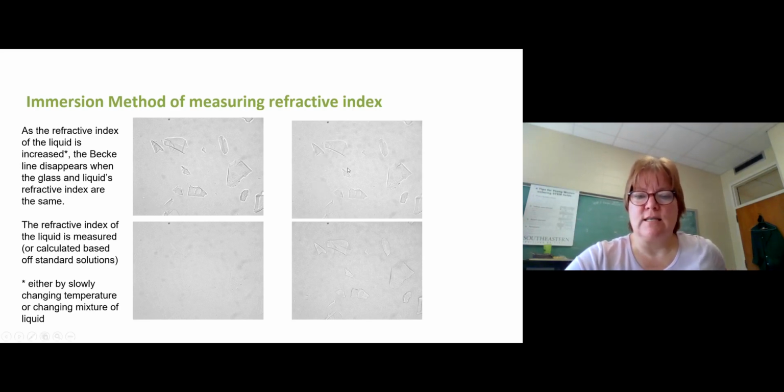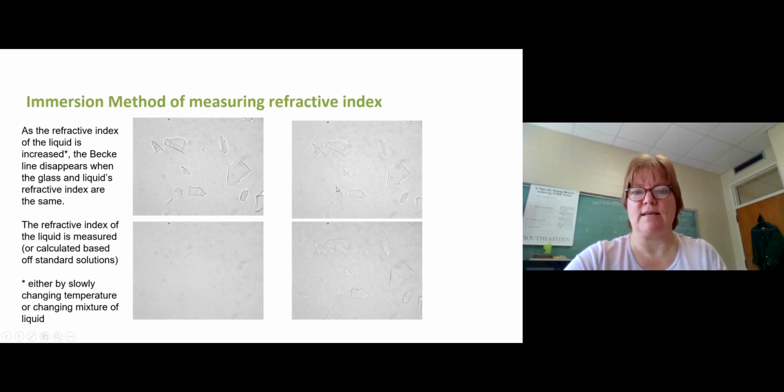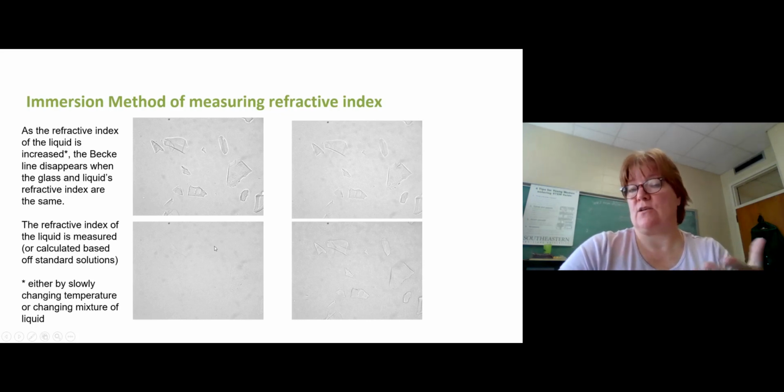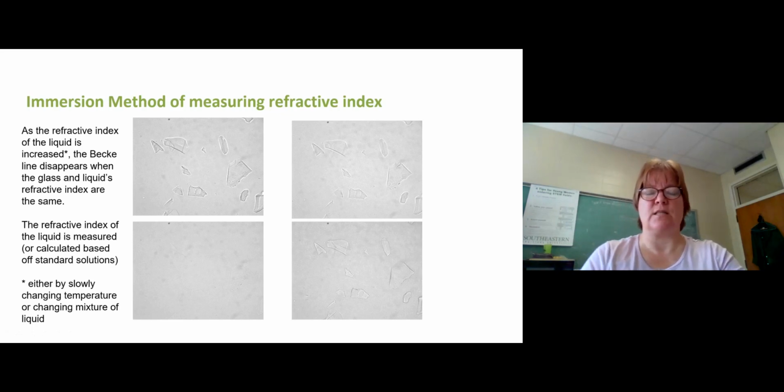I start to see that all of a sudden in this picture, it's disappeared. If I keep going, then the glass shards come back again. So here I have a strong difference. The bigger the difference, the more that halo effect shows. The object disappears, and now it's starting to come back. So the refractive index of this liquid is equal to the refractive index of this particular sample of glass. So that's the concept of this immersion method.